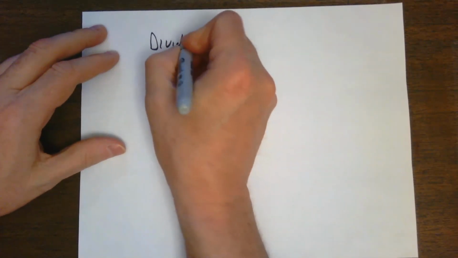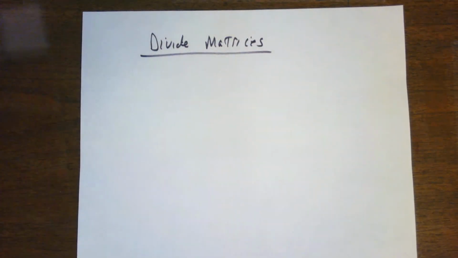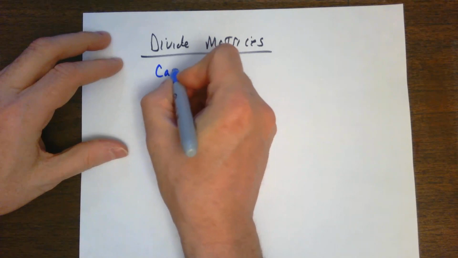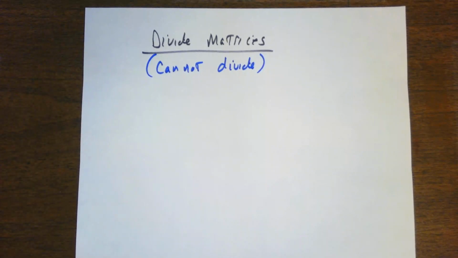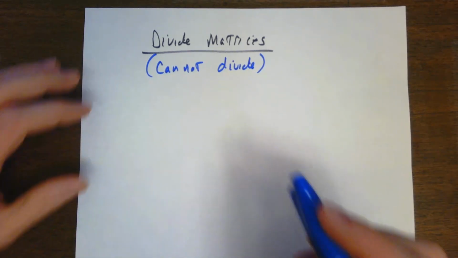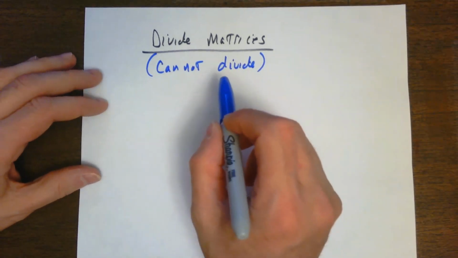Now, dividing matrices. Let's talk about dividing matrices for a moment. Here are the rules for dividing matrices. Well, that's pretty easy. You can't. There's no such thing as division. You cannot divide a matrix. There's no such thing as matrix division. But there's a way around this. It's something we talk about as inverses.